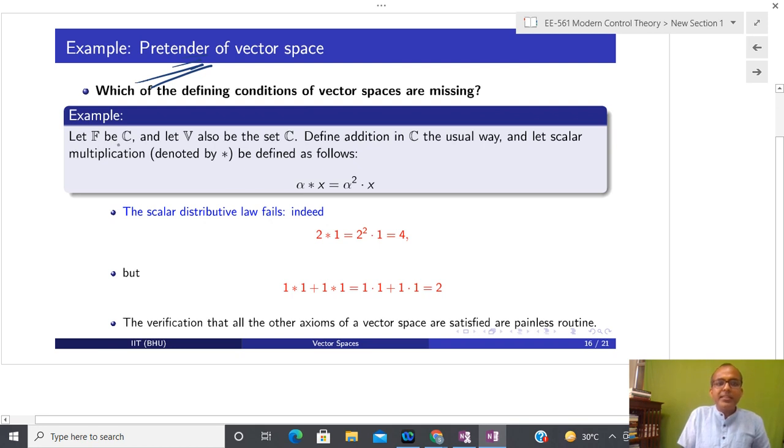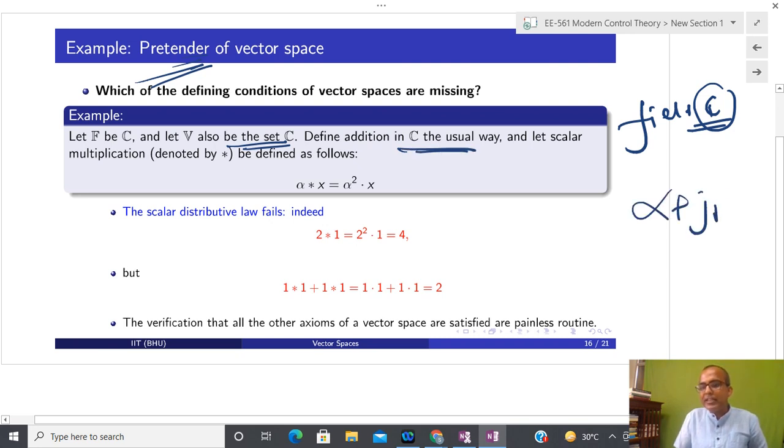So F is C, I have taken the field element as a complex number. It is possible to show that the complex numbers satisfy all the properties of a field, all 12 properties, so that is okay. Addition and multiplication we understand component-wise here also. And V is the set of C, again complex numbers, defining addition as usual, so alpha plus j beta, where j is the square root of -1, or you can write iota, plus gamma plus j delta.